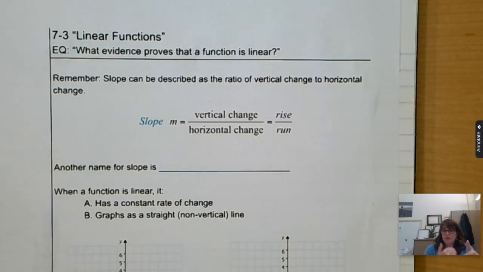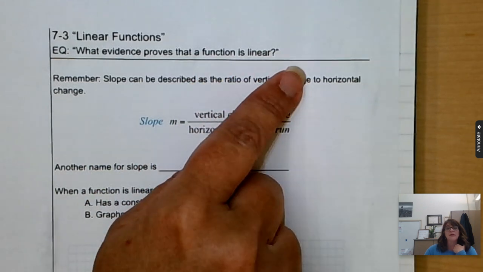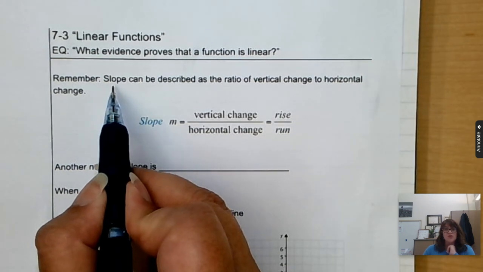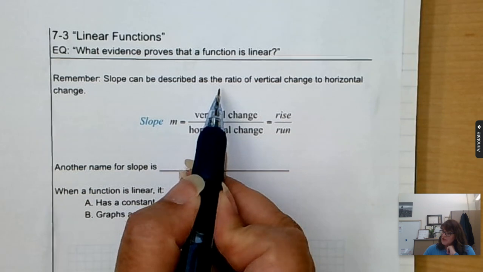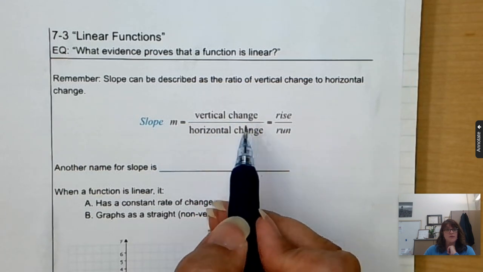So we've been talking about functions for several days now, or several lessons. Now we're adding the word linear. Linear means line, okay? So our focus here is what evidence proves that a function is linear. Now we talked in lesson 7-1 about what's a function. Well, now we're looking for evidence that a function is linear, that the function itself is going to demonstrate a straight line. Okay? Well, a straight line is going to be shown with slope, and it's the ratio of vertical change to horizontal change. We've studied that now several times.